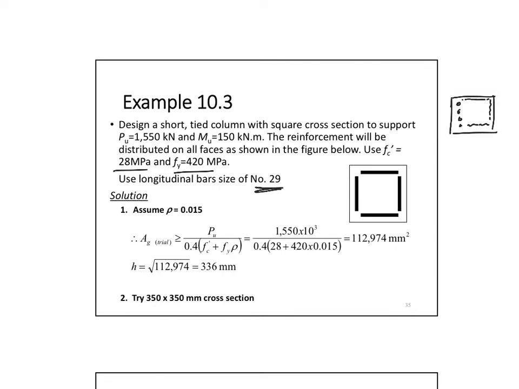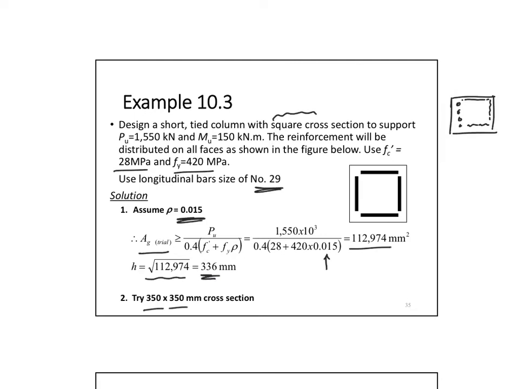We will assume that it is 1.5%. It's a good assumption. Now, 1.5% will be plugged in the trial equation for area gross. I calculate area gross to be 112,974 millimeters square. If I assume that it's a square column, I very simply take the square root of this area. I find the cross-sectional area to be 336. I can round it up to be 350 by 350.